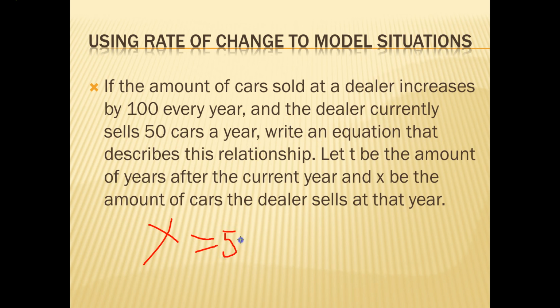So there's 50 cars a year sold, regardless of what happens. We know that the number of cars sold increases by 100 per year. So the total number of cars sold depends on the initial amount of cars plus the change in how many cars are sold per year. And we know that the change is 100 per year, so we call this 100 times t. Notice how this is very similar to a slope equation, and that's because rate of change is identical to slope. They are the exact same thing. So we have an equation now: x, the number of cars the dealer sells, is equal to 50 plus 100 times t.